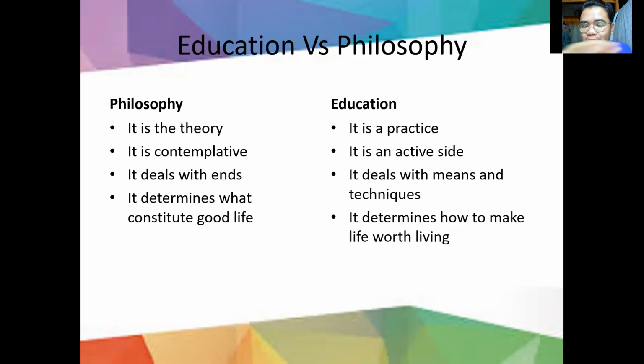This is just a contrasting illustration of philosophy and education. Philosophy is the theory, and the practice of that is education. Philosophy is contemplative, more on thinking, but education is the active side, the practice side. Philosophy deals with the ends, but education deals with the means and techniques. Philosophy determines what constitutes a good life. Education determines how to make life worth living. So you can see here the relationship between philosophy and education. The practical side is found in education.